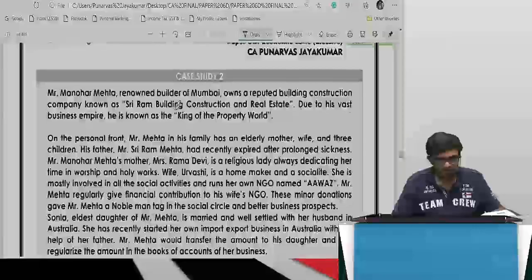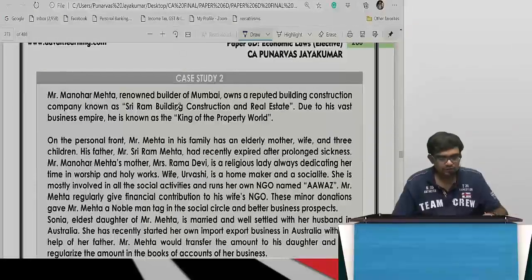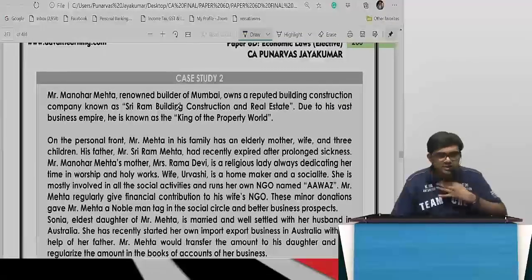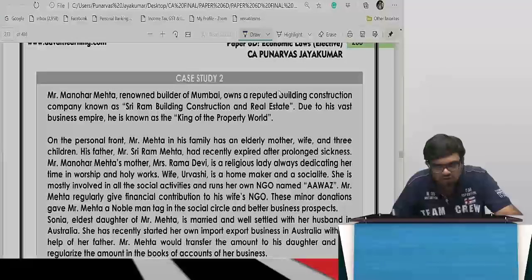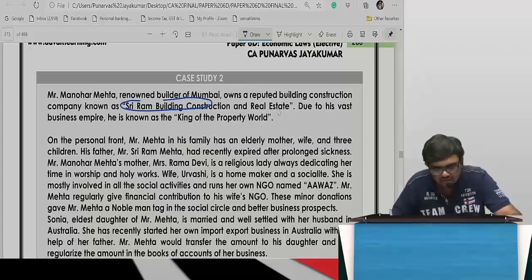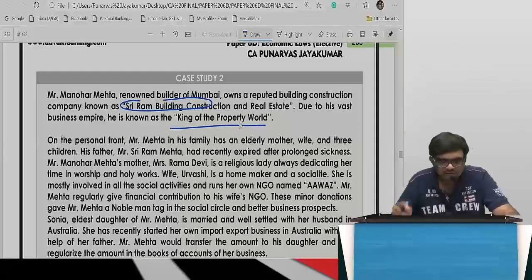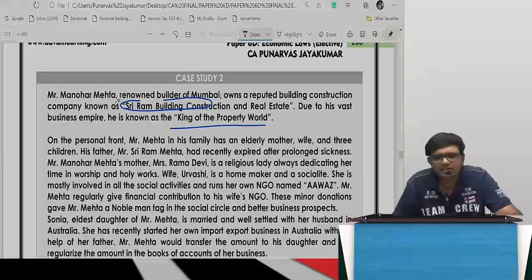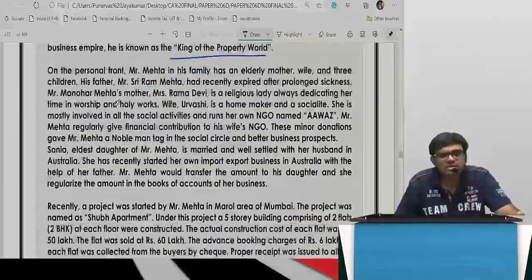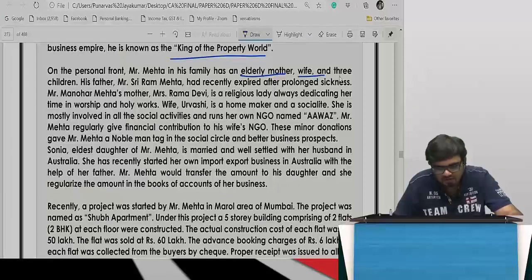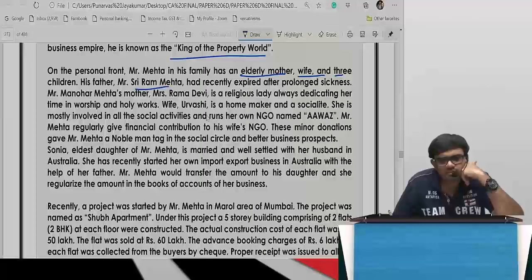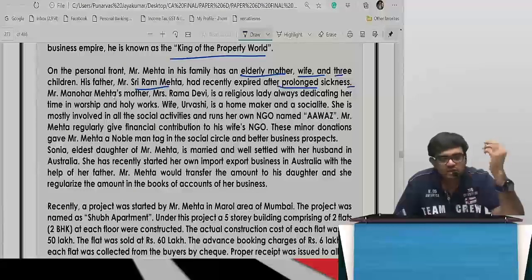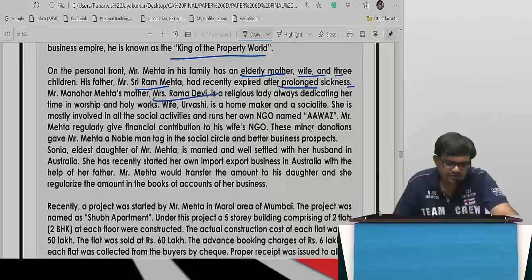So let us go to this Manohar Mehta question. Now you know what all questions have come already, so this will be relaxed. Manohar Mehta, renowned builder of Mumbai, owns a reputed building construction company called Sai Ram. Due to his vast wealth, he is known as the king of the property world. On a personal front, Mehta has an elderly mother, wife and 3 children. His father is Ram Mehta, recently expired after prolonged sickness. Manohar Mehta's mother is Mrs. Rama Devi.